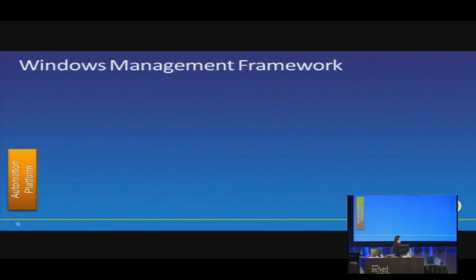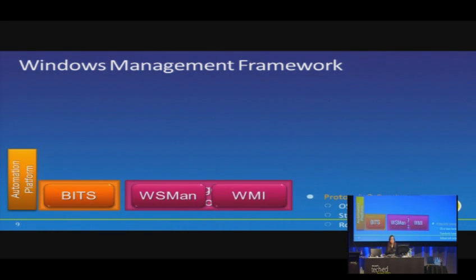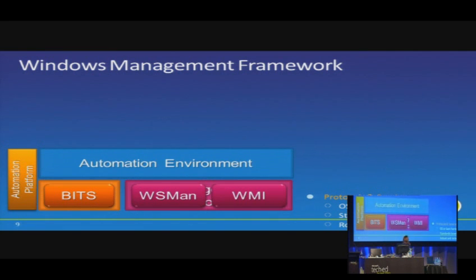So if we look at the architecture at the high level, we start with the automation platforms. We have a bunch of services like BITS, Background Intelligent Transfer Service, and then a set of management protocols. We'll go into them in a minute, so it's fun if you haven't seen them before: WSMan and WMI. The idea is that they let me manage not just the OS, but also the hardware, and they are standards-based. So I can manage a heterogeneous set of devices, not just Windows machines, not just the latest version. I can even manage my routers, my printers, etc.